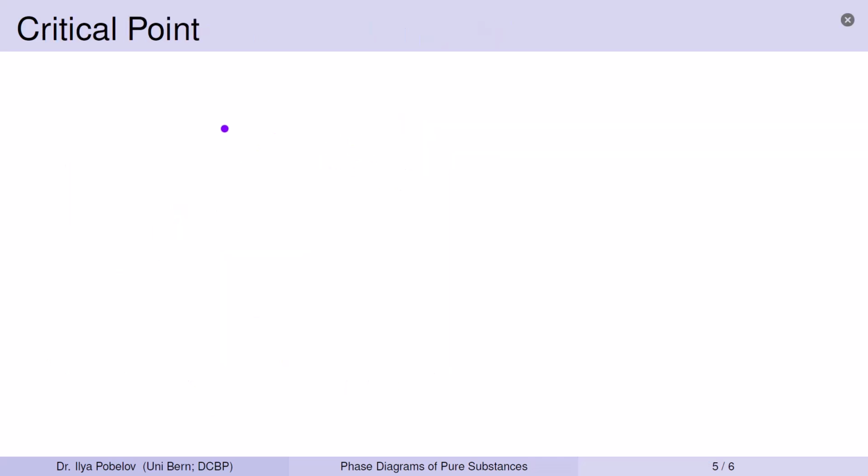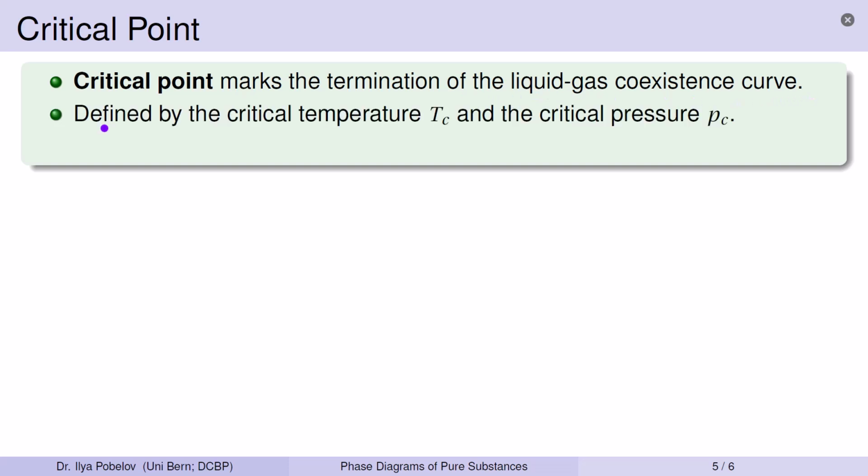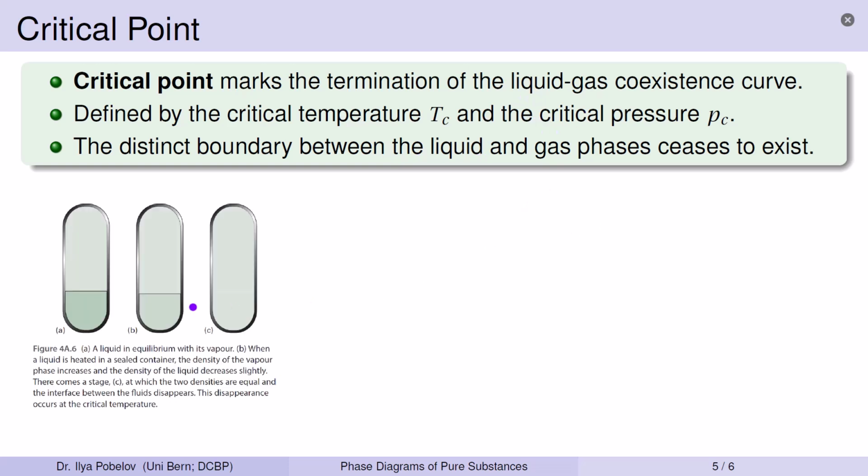An important part of the phase diagram is the critical point. This point marks the termination of the liquid-gas coexistence curve. The critical point is defined by the critical temperature Tc and the critical pressure Pc. The distinct boundary between the liquid and gas phases ceases to exist at the critical point. Let's take a closer look at what happens.